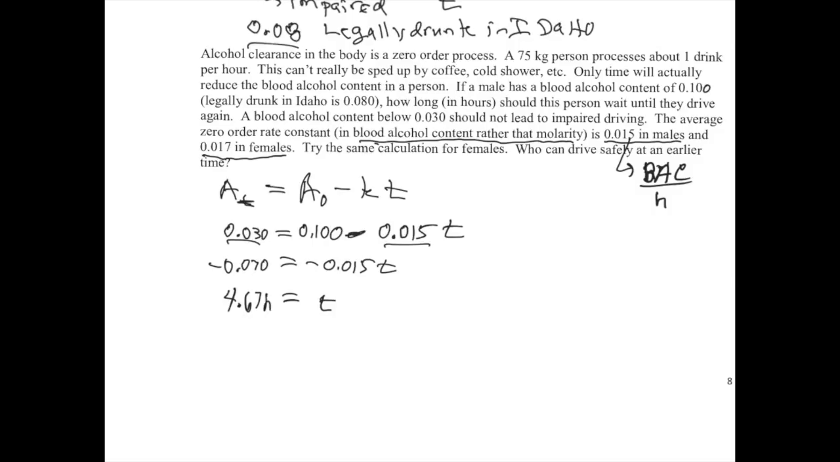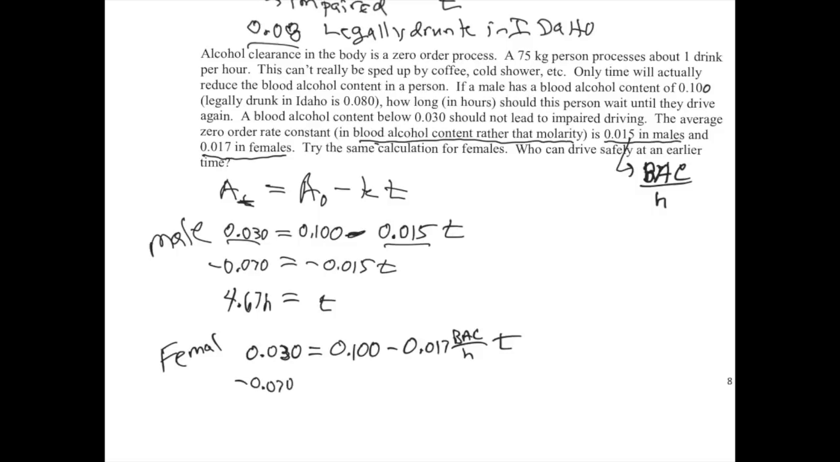Let's look at the female now. And so we'll do the same thing. This is for male. Here's female. Okay, so let's try this again. So everything is the same, except now we just have a slightly different rate constant. So here's where we have the 0.017 BAC per hour times time. And now we do the math again, and this time I'll do the math correctly.